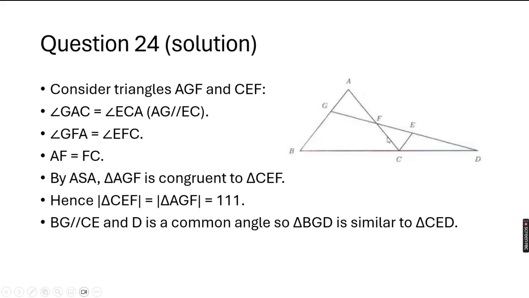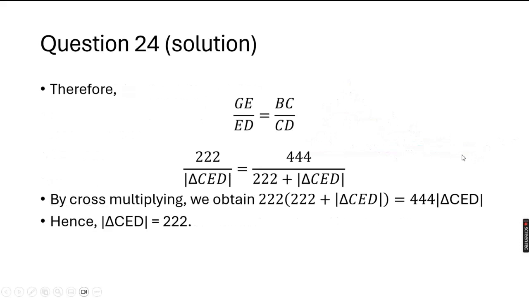So we consider triangles AGF and CEF now. Angle GAC is equal to angle ECA since AG is parallel to EC, and angle GFA equals angle EFC since there are two straight lines intersecting. And also it is given that AF equals FC. So by ASA, AGF is congruent to CEF, and hence the area of CEF equals the area of AGF equals 111. And notice that BG is parallel to CE and D is a common angle, so triangle BGD is similar to triangle CED.